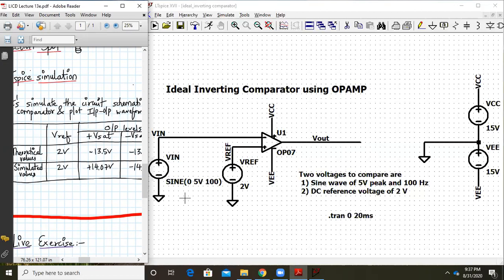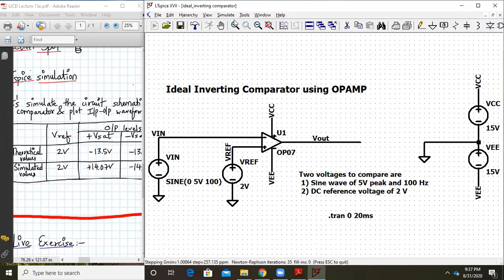So the time period will be around 10 milliseconds, but we want to view two waveforms. That's why we have given the time period as 20 milliseconds. Now, without further delay, let us simulate this.